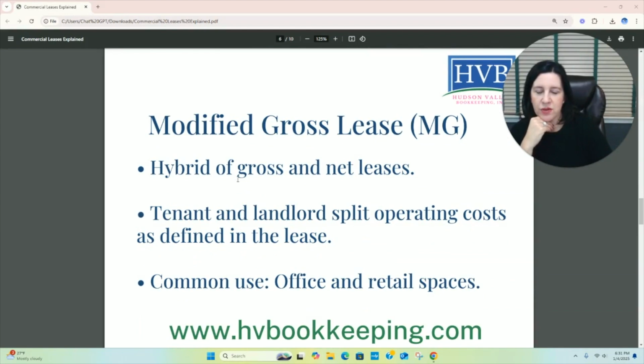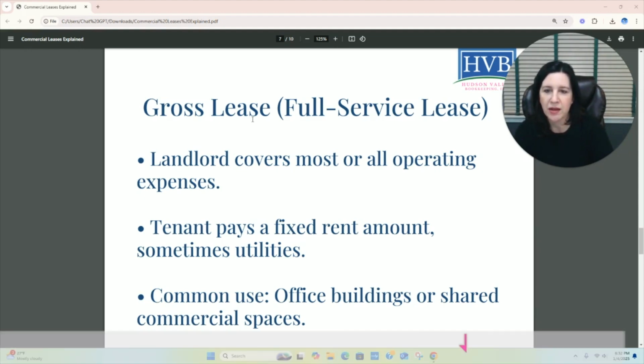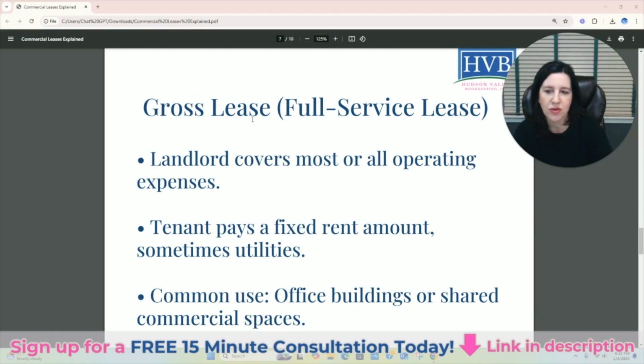Modified gross lease. It's a hybrid of the gross and net, so you split. You pick certain things that the tenant is going to pay for, and other pieces that only the landlord is going to pay for. Okay, gross lease. This is the simplest for bookkeeping and for everybody. The landlord covers most or all operating expenses, and the tenant just pays rent and usually utilities. This is the easiest because there's no real reconciliation at your end.